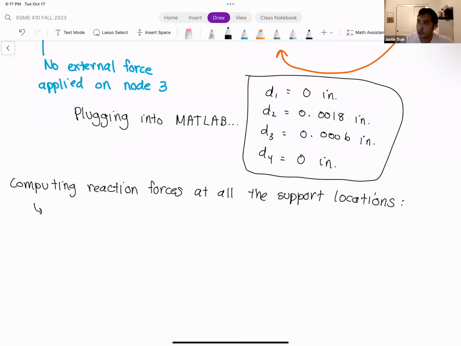The reaction forces, you can almost think of them as external forces that are being applied on your system, except they're not being applied conventionally, the way we usually model an external force. These are external forces that are being applied explicitly at the supports to enforce equilibrium of our structure.